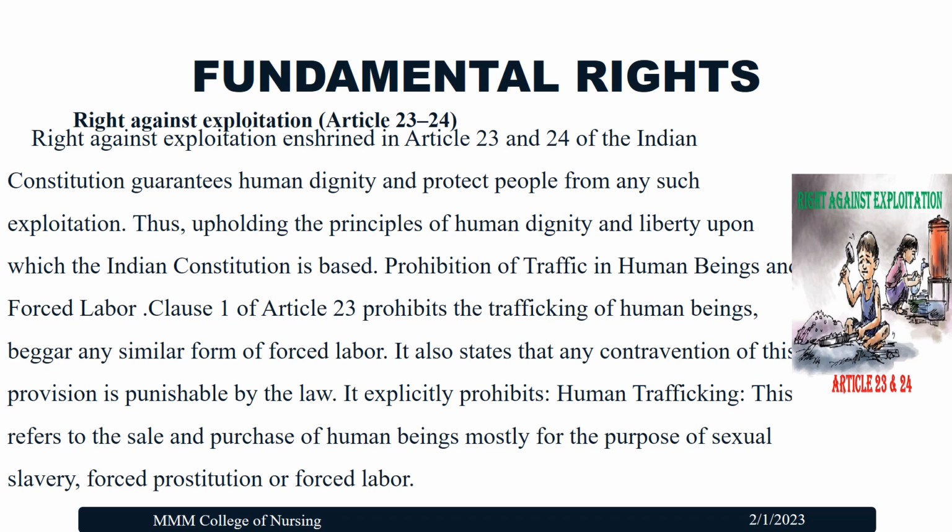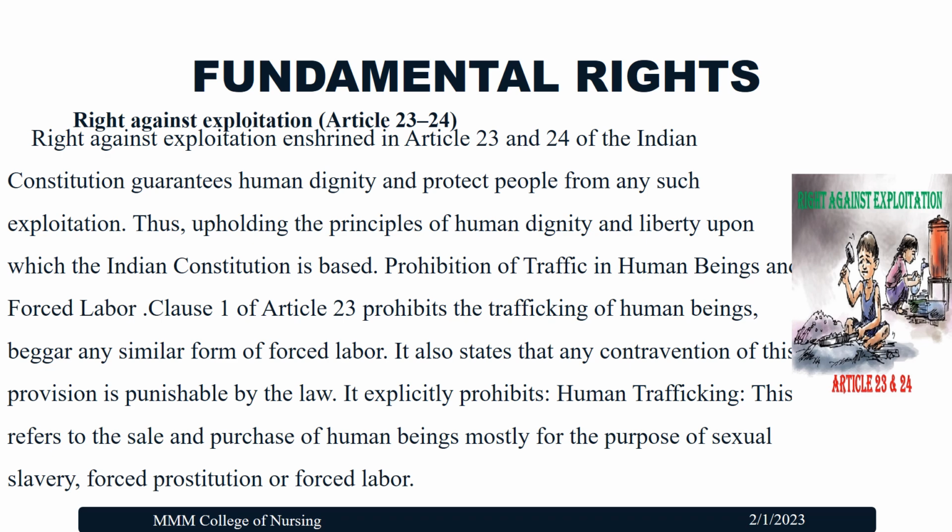Prohibition of traffic in human beings and forced labor. Clause 1 of Article 23 prohibits the trafficking of human beings, beggary, and similar forms of forced labor. It also states that any contravention of this provision is punishable by law. It explicitly prohibits human trafficking. This refers to the sale and purchase of human beings mostly for the purpose of sexual slavery, forced prostitution, or forced labor.